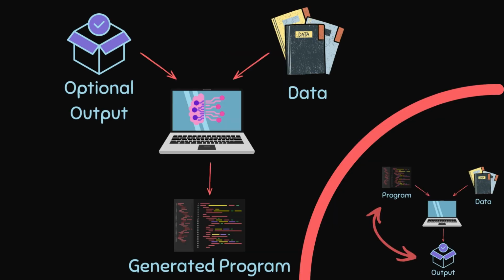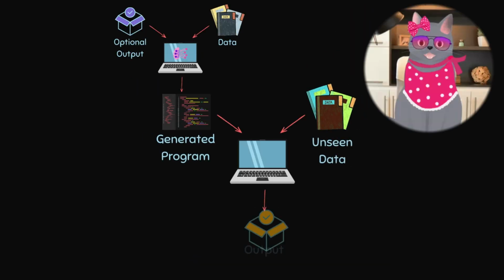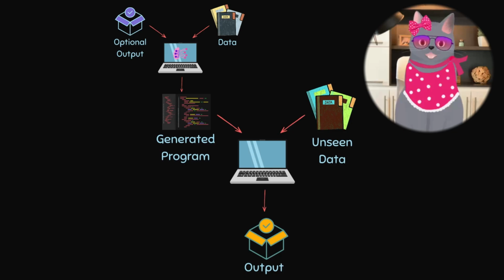In machine learning, the traditional approach is flipped. Instead of writing a program to process data, we give the computer data and optionally the desired outputs, and it figures out the underlying rules or patterns, effectively generating the program itself. The idea here is that if we were to give the computer new data and the generated program, it can produce accurate outputs. Yes, even for data it hasn't seen before.